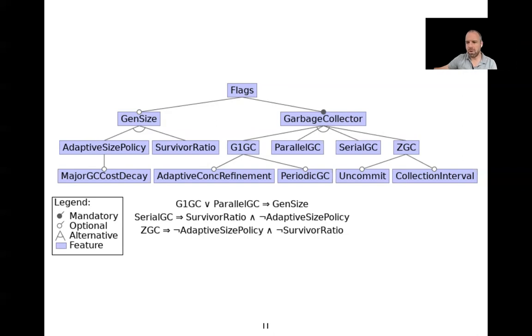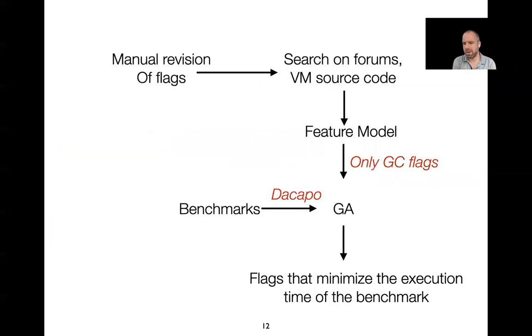Our paper is a short paper, so we only focus on the garbage collection flags. The feature model so far is restricted to the garbage collector, and the benchmarks are only from DaCapo.